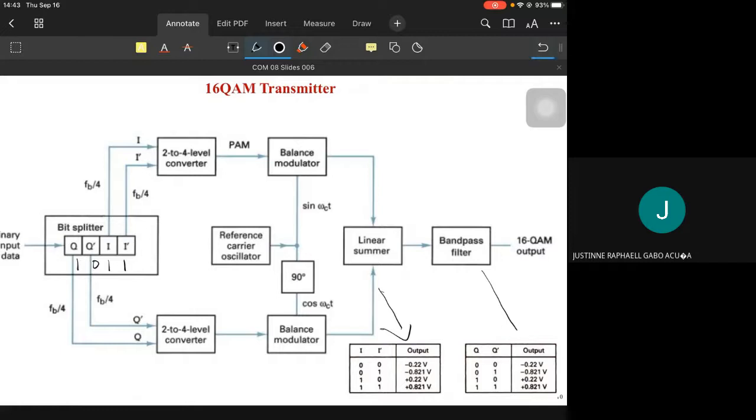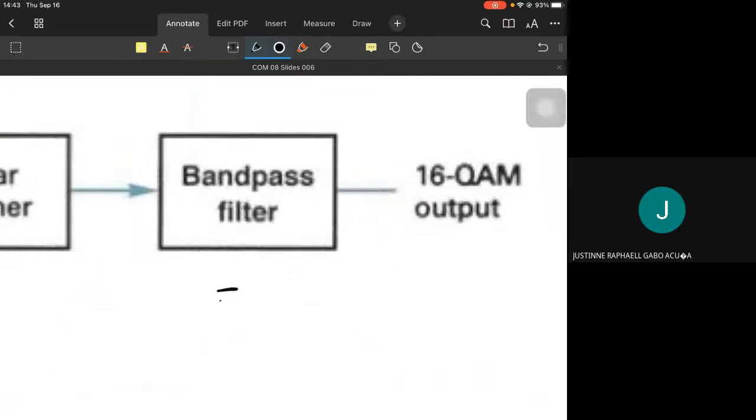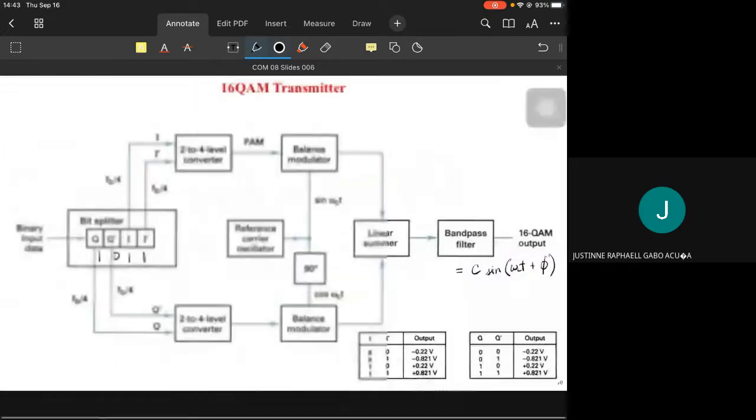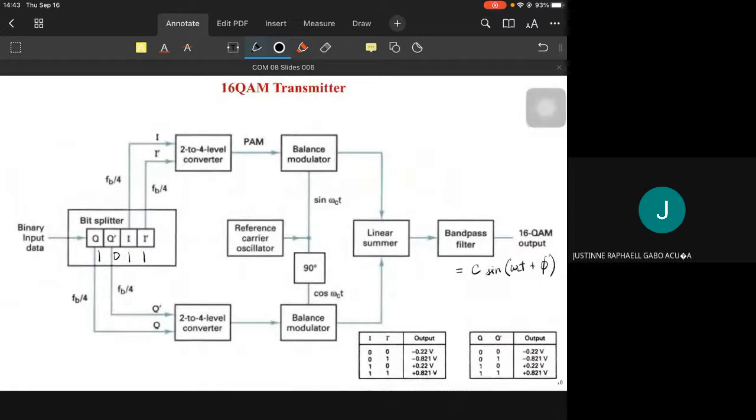So, isubay lang ninyo. 1011. Isulat lang dayon sa chat ang inyong answer in this form. No? So, ang atong final answer here is naa sa ingani nga form: C sine omega ct plus phi. So, you solve for C and phi. Sige.